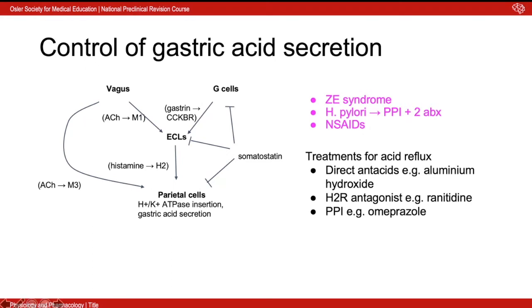So this is a diagram that I would definitely just learn and try and reproduce in an essay, because it just sums everything up really nicely and saves you a lot of time and word count.